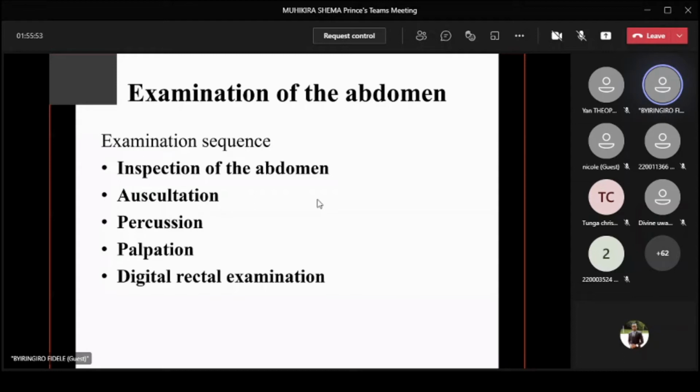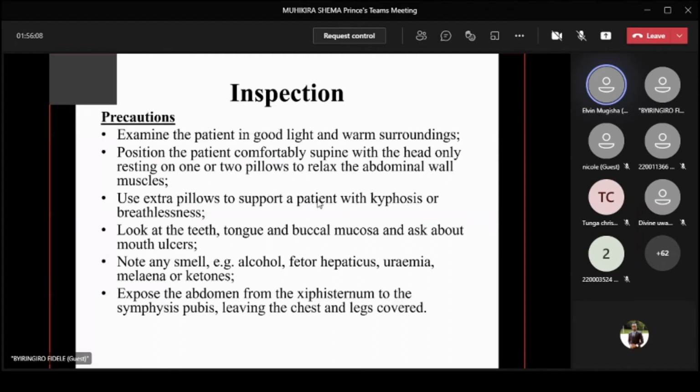Excuse me. Yes, please. I have a question about the digital rectal examination. Hello. Yes, I'm hearing. Go ahead. You said the examination involves inserting a finger into the rectum of the patient. What if the patient refuses such an examination? What can you do as a doctor or as a medical student?